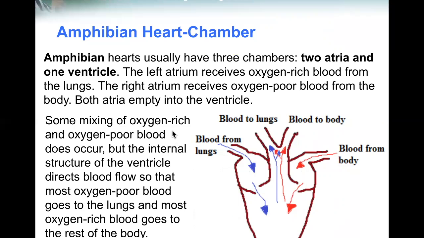Some mixing of oxygen-rich and oxygen-poor blood does occur, but the internal structure of the ventricle directs blood flow so that most oxygen-poor blood goes to the lungs and most oxygen-rich blood goes to the rest of the body. Oxygen-rich goes back to the body and somewhat oxygen-poor goes to the lungs.